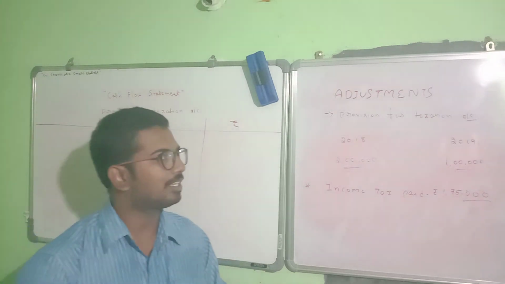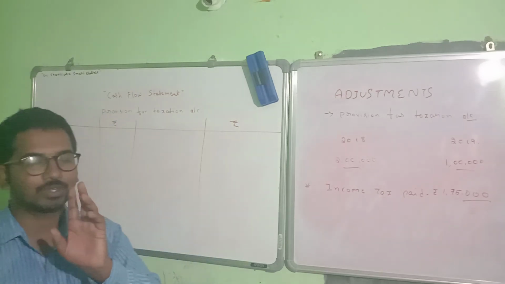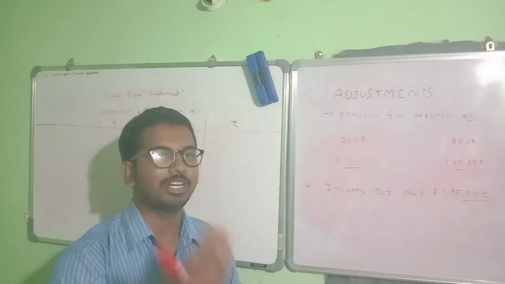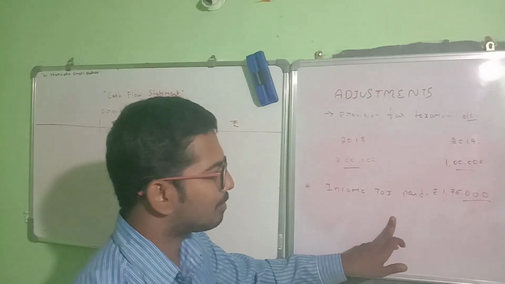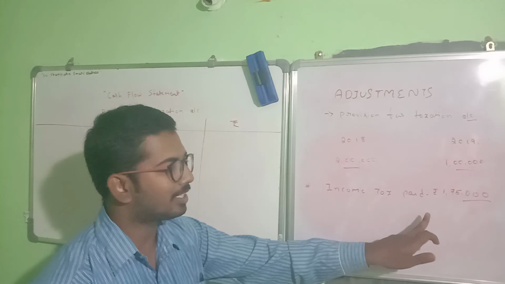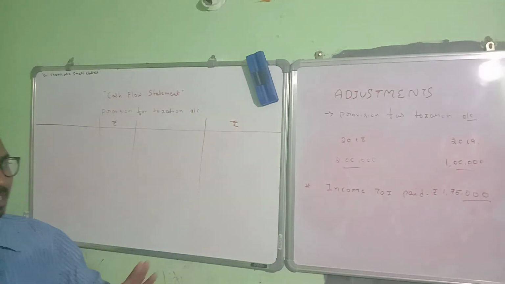Suppose you start the problem with profit before tax, because they have given the adjustments. Then you need not add anything back to the net profit. Only the income tax paid, or provision made during the year, as given in the adjustments, you have to deduct after adjusting current assets and current liabilities.